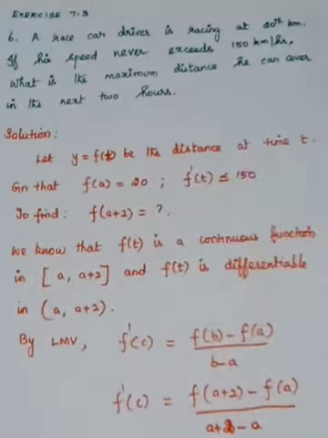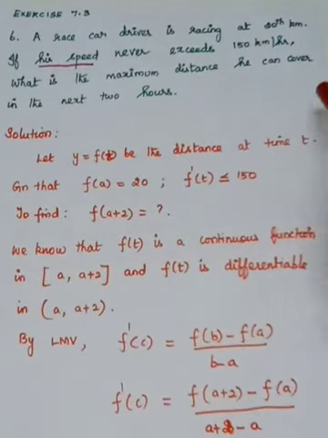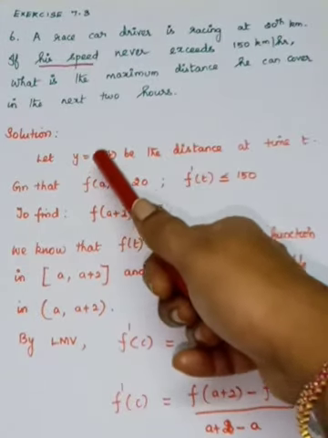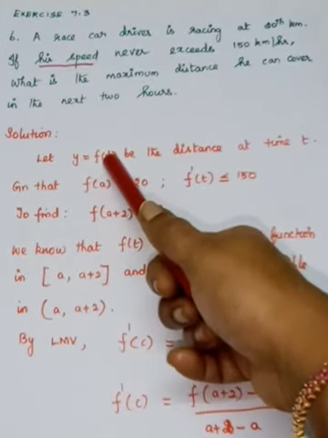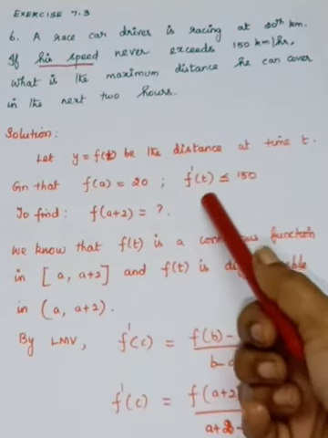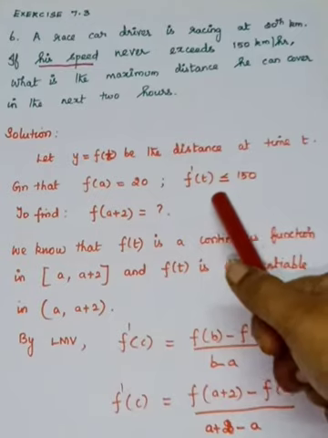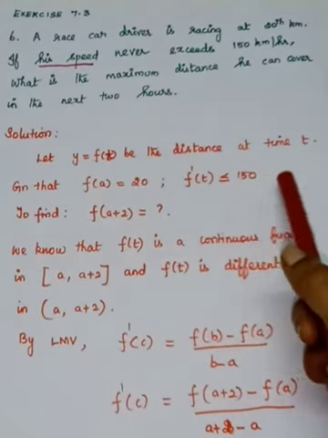And what is speed? Speed is nothing but never exceeds 150 kilometers per hour. See, f of t is the distance, so speed is its derivative. If x is the distance, then dx by dt is nothing but the velocity or speed. Therefore f dash of t is less than or equal to 150.